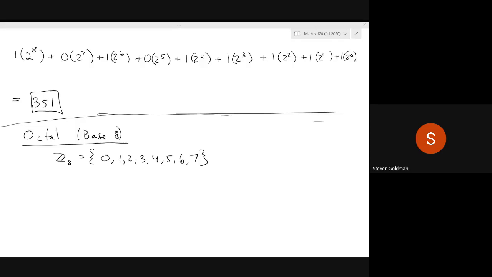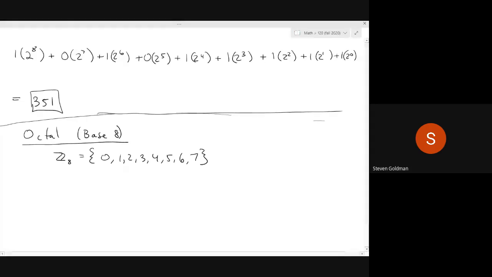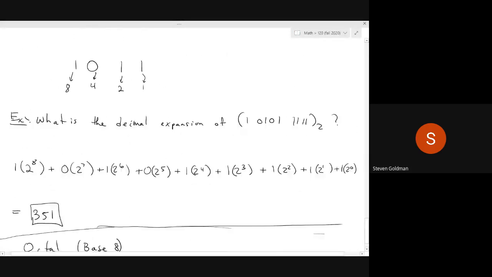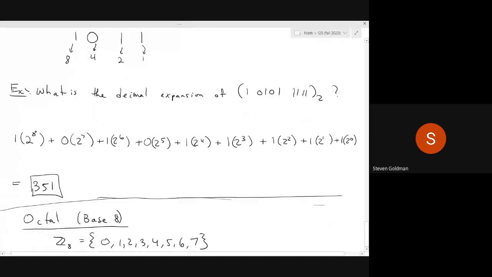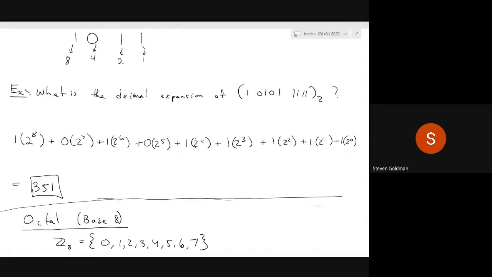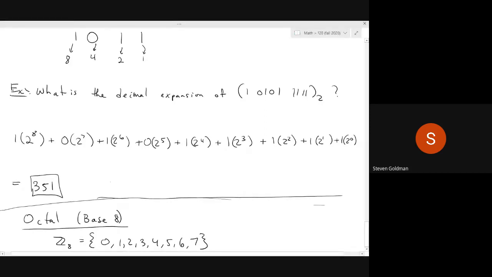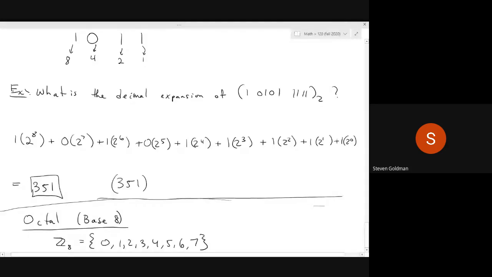What does 351 mean? 351 is what the number is in base 10. So the number 10101, 1111, what number is that? That represents a number, an integer. That's the number 351 in our number system. Okay, that's base 10. If you want, I could write it like that.